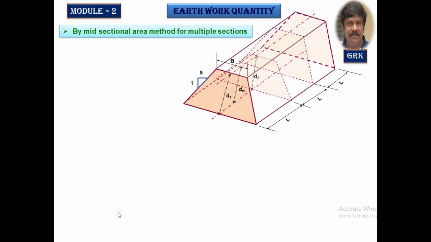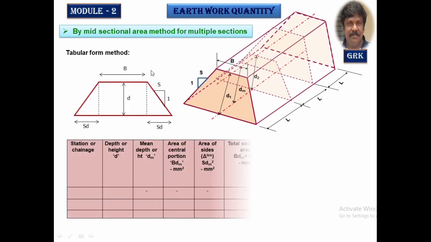Next one is the same method, but for multiple sections. You've got more than two sections. We're going to take the average of the first one and the second one, the middle, find out the area of this, and multiply by the distance between them. So we'll see how to write it in tabular form.